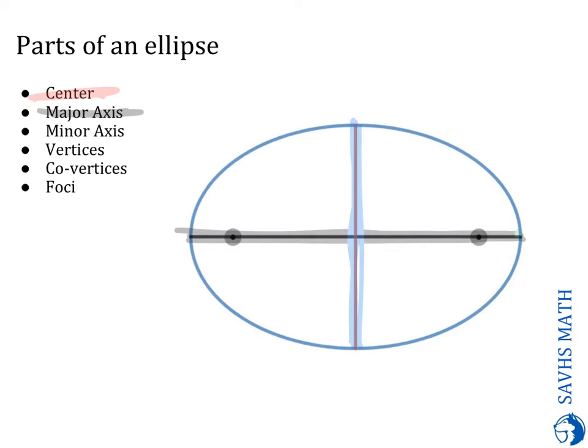The vertices are on the major axis, and the co-vertices are on the minor axis. And then the foci are the last one, and so I'm just going to point those out. These are the foci. The word foci is just plural of the word focus.